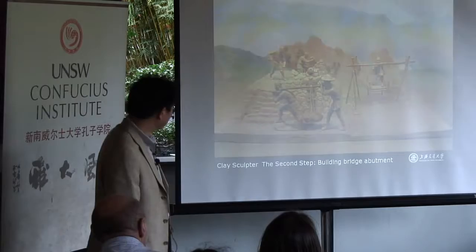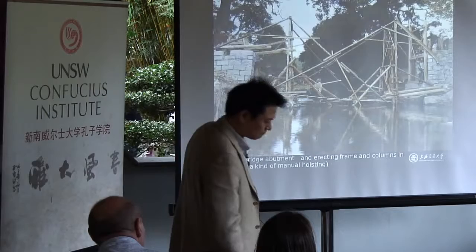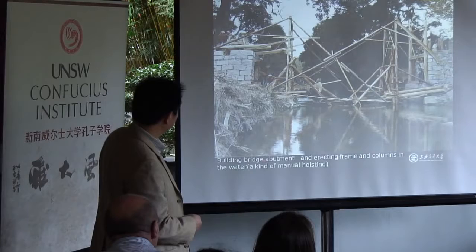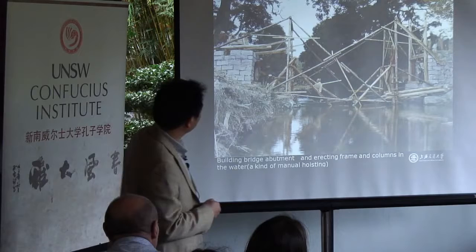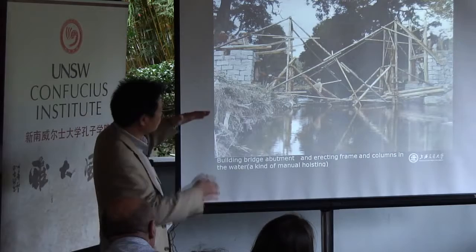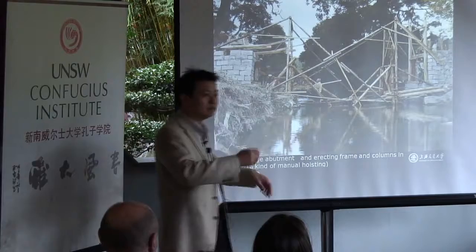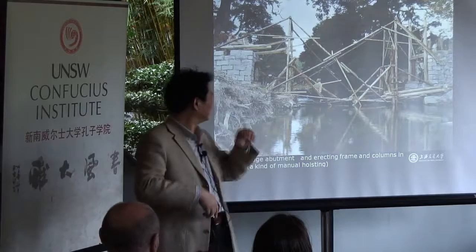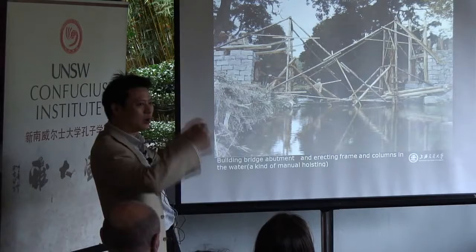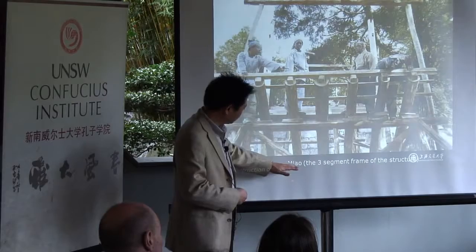The second step is building the bridge abutment. Usually use stone to make the abutment. The building of the bridge abutment, this photo is a group of people building an arch bridge according to the traditional manner. The wooden frame and the columns in the water, a kind of manual hoisting. It's different from electric hoisting. In ancient China, they used manual hoisting for the timber and other things. Construction of 三节苗, it's the local people's term. It means the three segment frame of the structure.